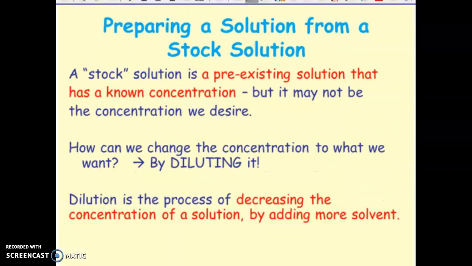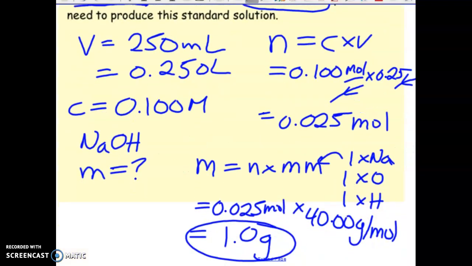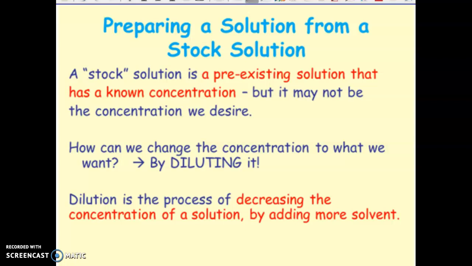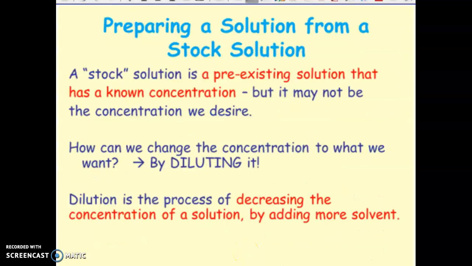All right. So I didn't do too many examples of this because it's very similar. It's pretty much the same calculations as when you did molar concentration, right? So preparing a solution from the stock. One method, right? You take your solid, you dissolve it in your solvent, and then you have your solution. The other method is using what's called a stock solution. A stock solution is where you have a solution that is already made. It just is not the correct concentration from what you want. So it's a pre-existing solution that has a known concentration.